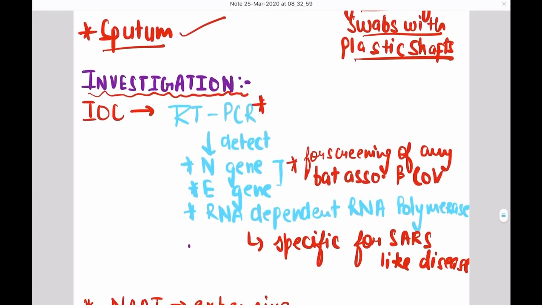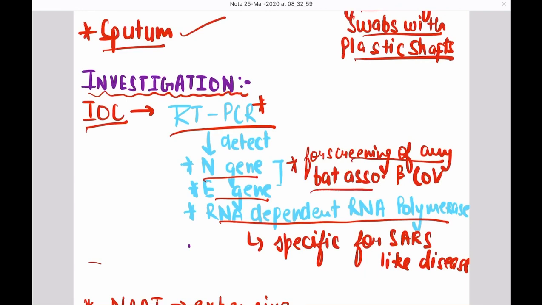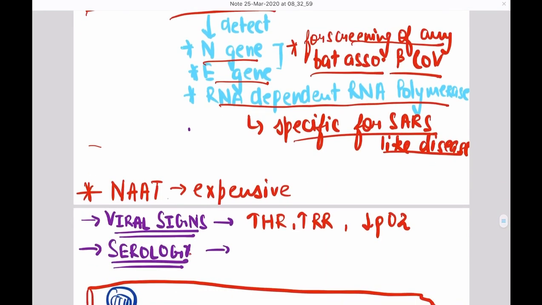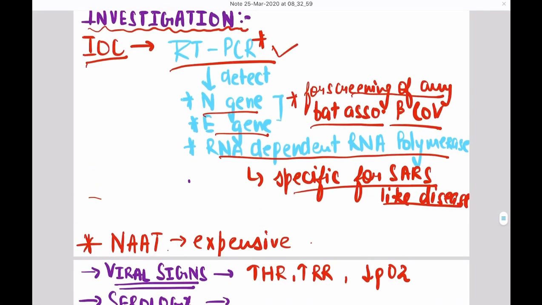Now coming to the investigation part, the investigation of choice for COVID-19 is reverse transcriptase PCR. It is done to detect the N gene, the E gene, and the RNA-dependent RNA polymerase. The N and E genes are highly specific for screening of any bat-associated beta coronavirus, and the RNA-dependent RNA polymerase is specific for SARS-like disease. The nucleic acid amplification test can also be done, but it is highly expensive. So, the investigation of choice for COVID-19 disease is RT-PCR.